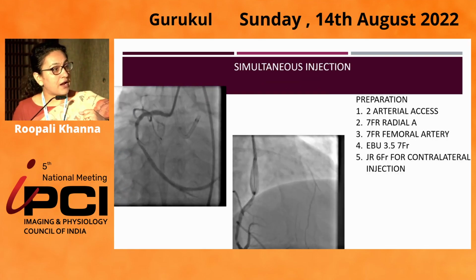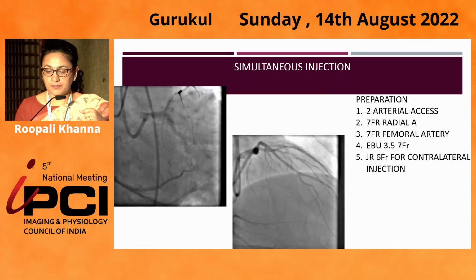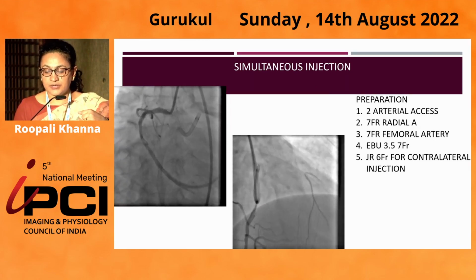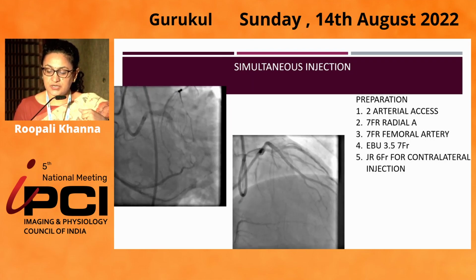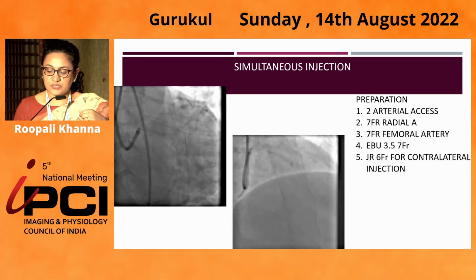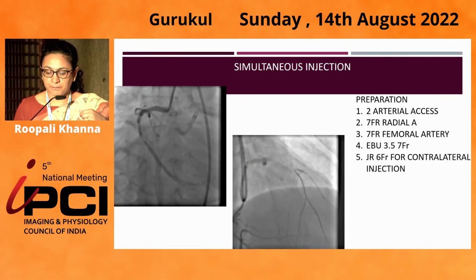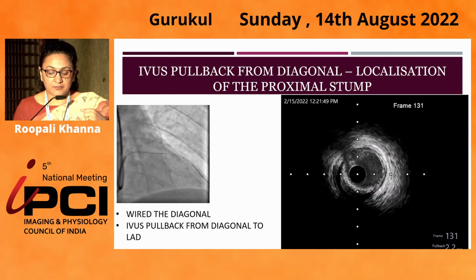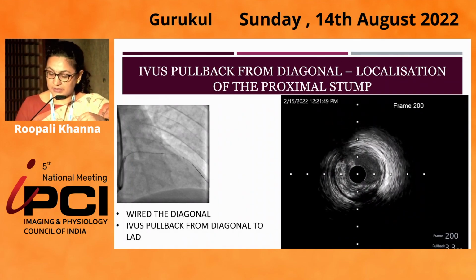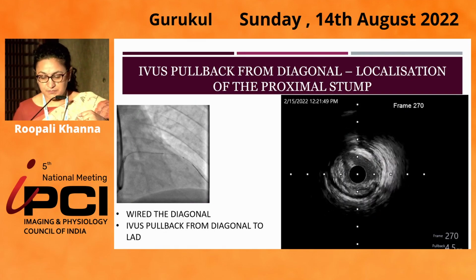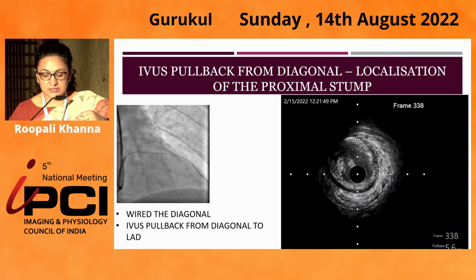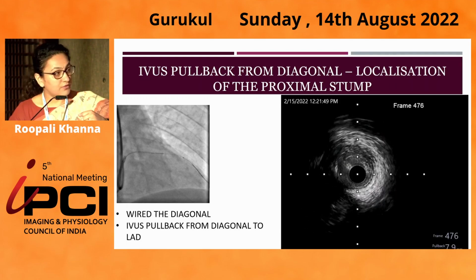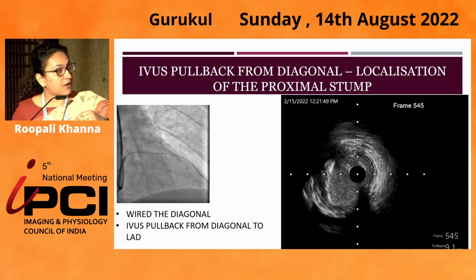So we took two arterial accesses. A 7 French was taken via the radial artery with a 6x7 slender sheath. We took a 7 French femoral artery access, hooked with EBU 3.5 7 French. First, we thought we would just go diagnostic, so we took a JR 6 French for contralateral injection. For doing the pullback, we wired the diagonal, wired the IVUS panel, and took the pullback from the diagonal. On the IVUS panel, there is disease at the ostium of the diagonal, and at 7 o'clock we can clearly see a stump coming.